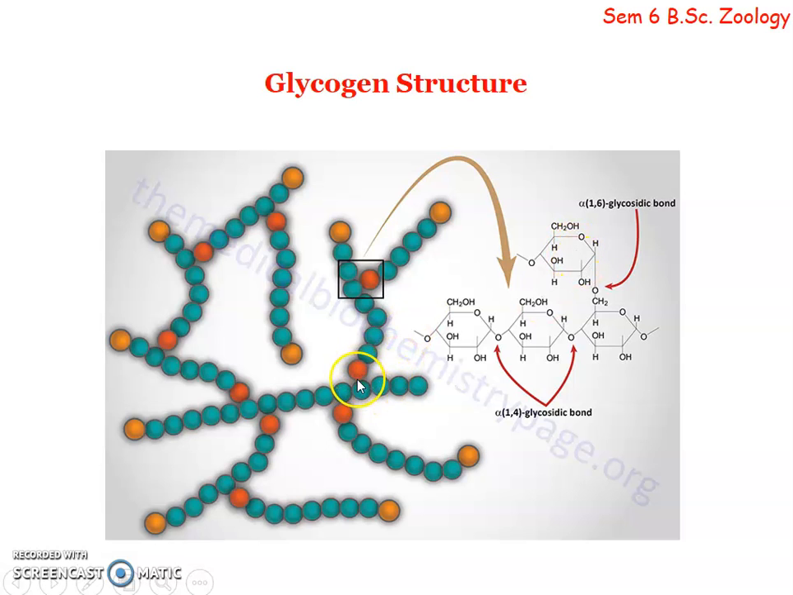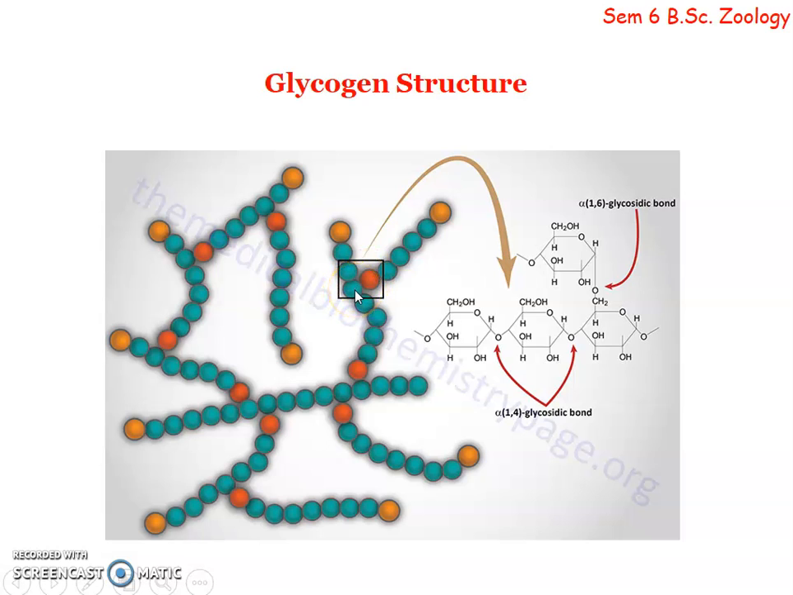So at this point, it is alpha 1,6. It is in this direction. Here it is alpha 1,4, alpha 1,4. It is alpha 1,6. So it is an alpha 1,6 glycosidic bond. I hope it is clear. At all these positions, it is like that.